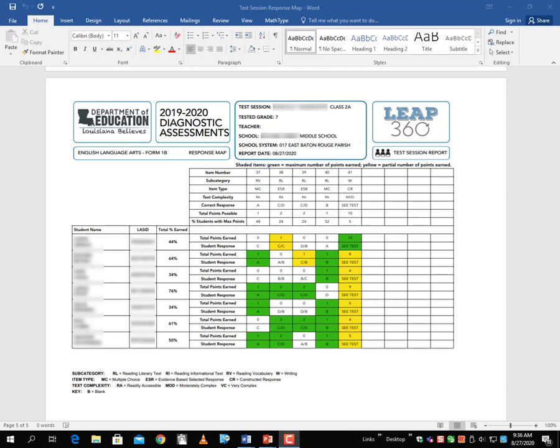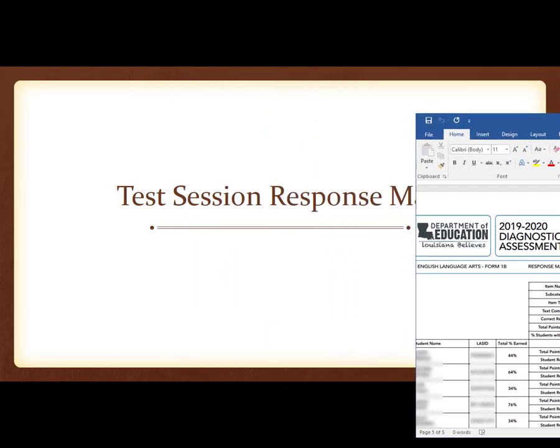Okay, so don't forget about the keys down here, what each item represents. It's very similar again to the individual student report called the response map. So that is the test session response map report. So I'm going to go ahead and move this over.